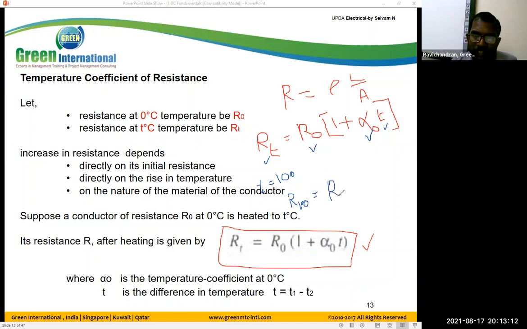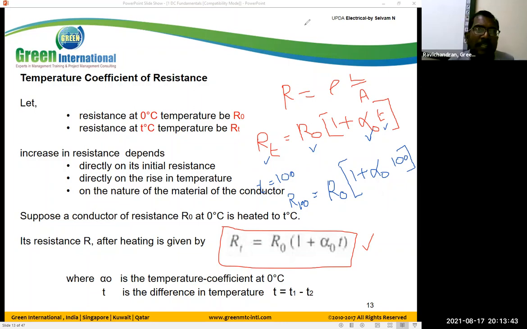R naught stands for resistance at 0 degrees. R100 equals R naught times (1 plus alpha naught into T), where T is 100. So this is the equation to find the resistance at 100 degrees Celsius. Wherever there is T, we replace it with the specific temperature.